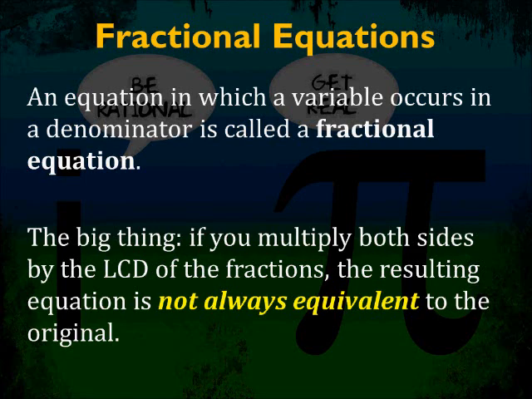The big thing for today is if you multiply both sides by the least common denominator of the fractions, and there's a variable in it, the resulting equation is not always equivalent to the original. And we'll see what this means beginning with number 3. But first, let's do number 1.